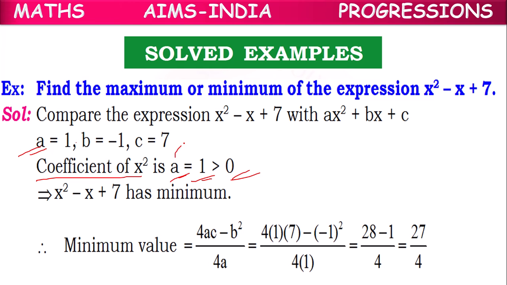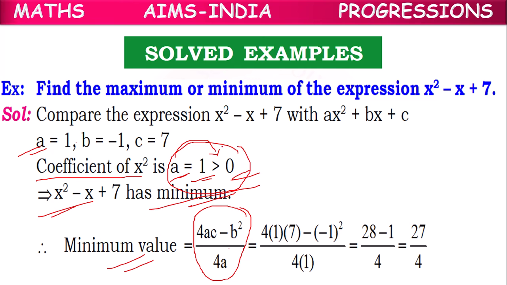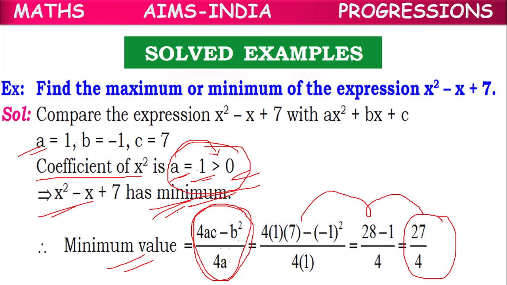If the a value is greater than 0, then the expression will have a minimum value, and that minimum value is given by the formula 4ac minus b square by 4a. Because here the a value is greater than 0, that's why it has a minimum value. And according to our concept, the minimum value is 4ac minus b square by 4a. Let's substitute the values and simplify. We will get the answer 27 by 4.